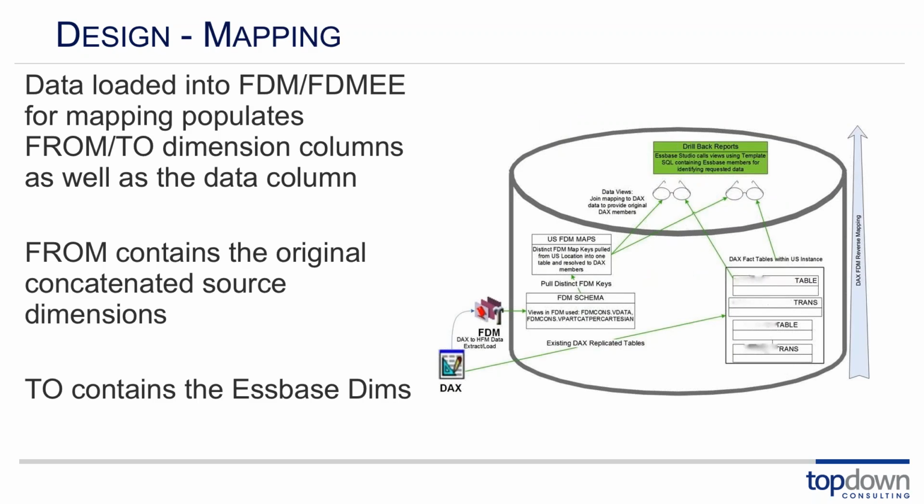And so now we'll start going into some of the mapping and the way that process itself works. Data itself is loaded into FDM and FDMEE, and it populates from and two dimensional columns, as well as a data column with the value that you're actually populating. The from can actually have a lot of concatenated source dimensions. You don't necessarily have account A equals account B. It doesn't have to be that simple.